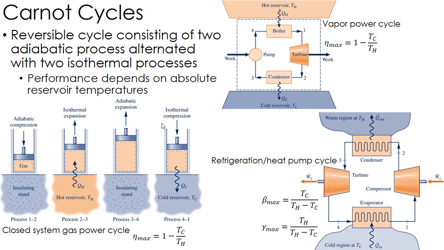So that's what a Carnot cycle is. And really, the main thing to remember is it's the best case scenario. So again, it uses the maximum performance based on temperature that we had talked about. And then you just remember it goes back and forth between adiabatic and isothermal, adiabatic and isothermal.